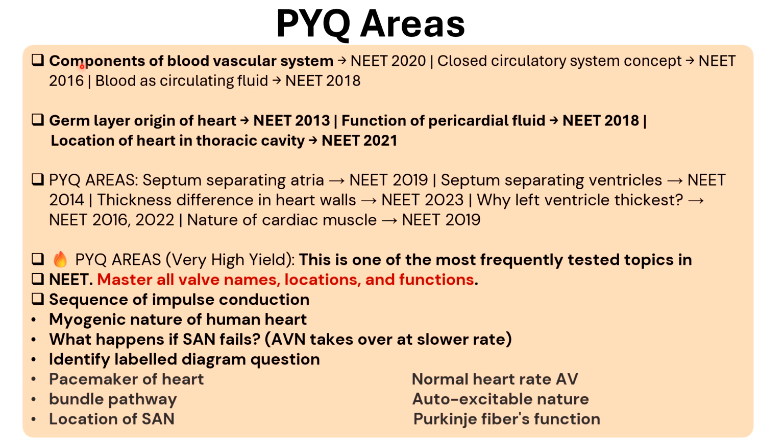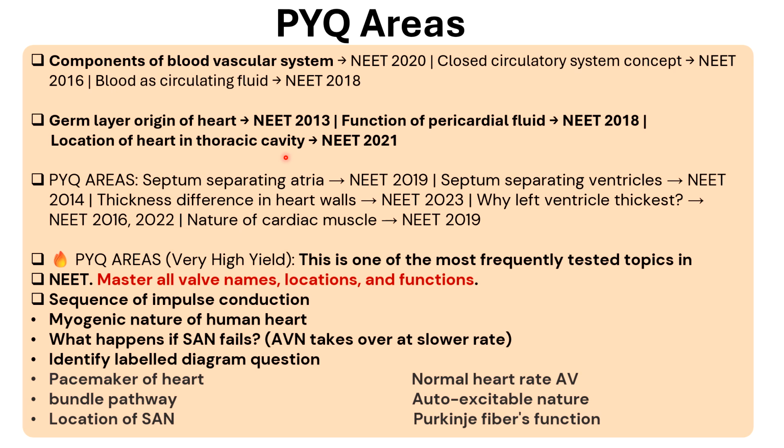Look, the PYQs from the components of the blood vascular system are based on what a closed circulatory system is. Blood is present only in vessels and does not bathe the organs directly. That is a closed circulatory system. And what is the circulating fluid? That is blood, asked in NEET 2018. Then the germ layer origin of the heart, the heart is derived from the mesoderm, asked in NEET 2013. The function of the pericardial fluid was asked in NEET 2018, that is protection of the heart, shock absorption, lubrication, and reduction of friction during beating of the heart.